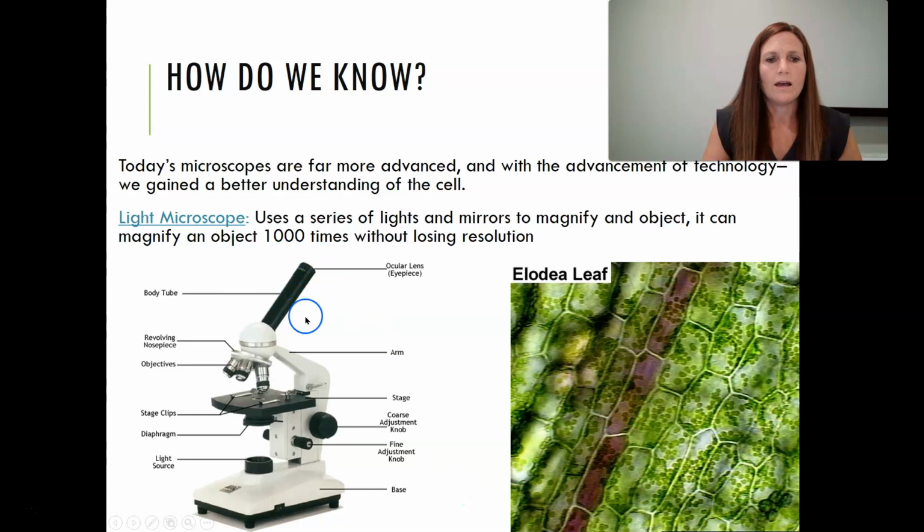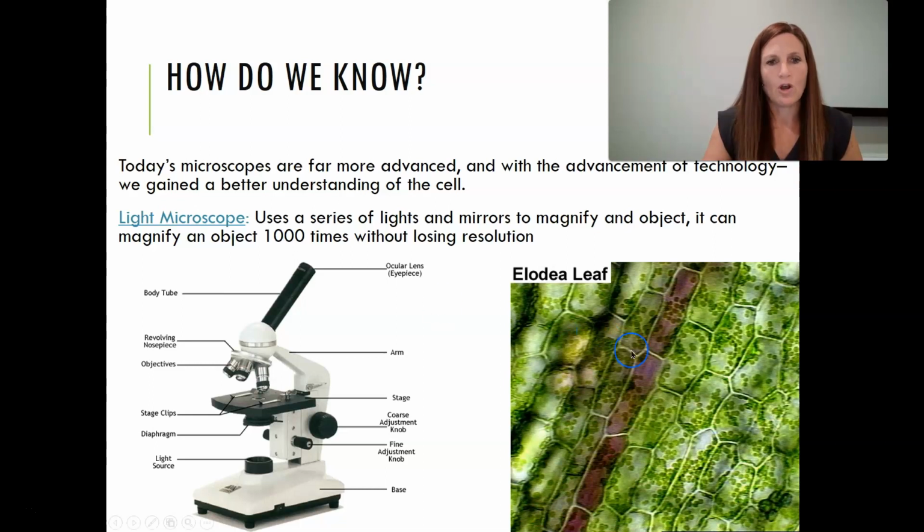There is one magnifier ocular lens up here that magnifies times 10. And then there are usually 3 different objective lenses down on the nose piece. So you can zoom in as you go, and the highest one being at 100 times. So 100 times 10 is 1,000. And so that would be the maximum magnification that you would be able to get.